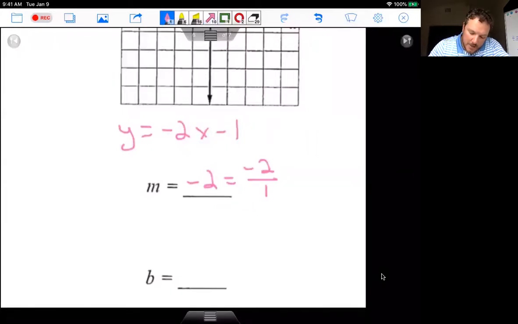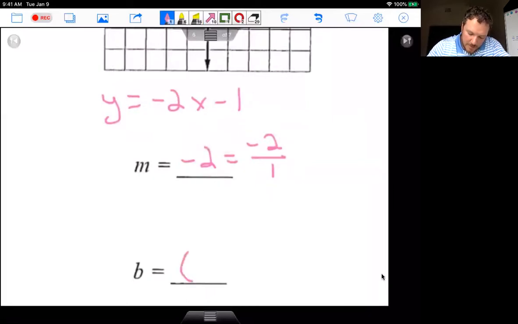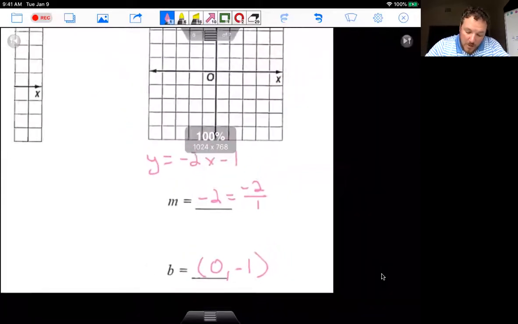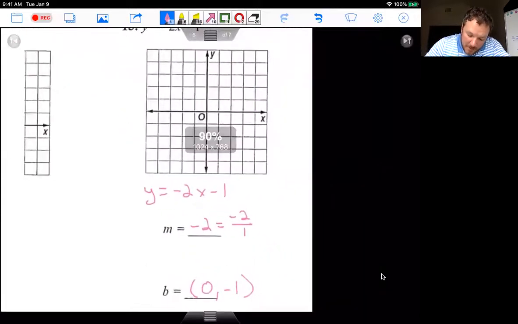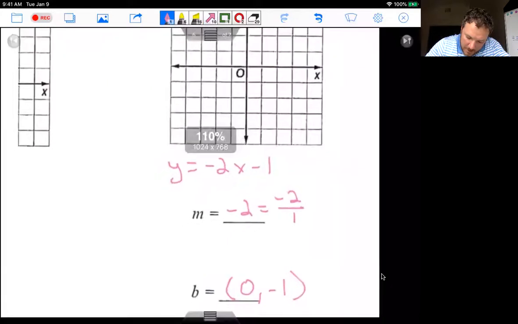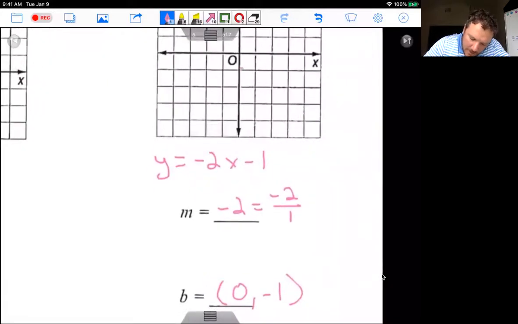And then my y-intercept, b, is at 0, -1. So remember, I always mark my y-intercept first. So I'm going to mark it at 0, -1, right? So for my slope, it's a negative slope. So remember, a negative slope, if you get confused, it's going to be going down from left to right, like we're reading a book. So I'm down 2, right 1, down 2, right 1.